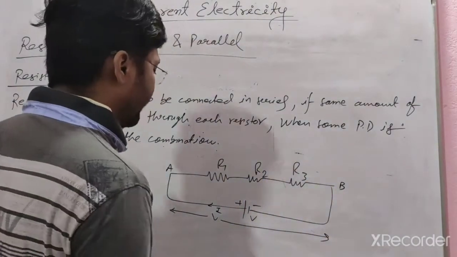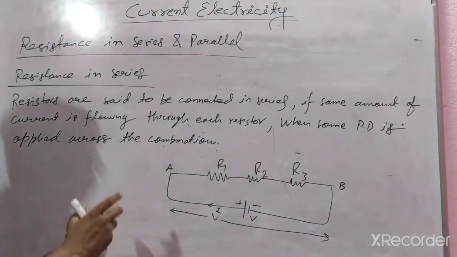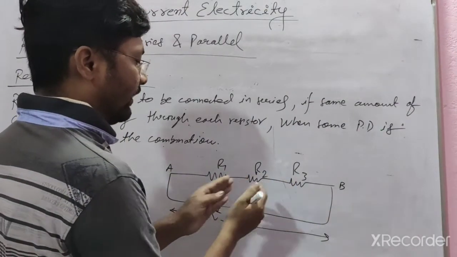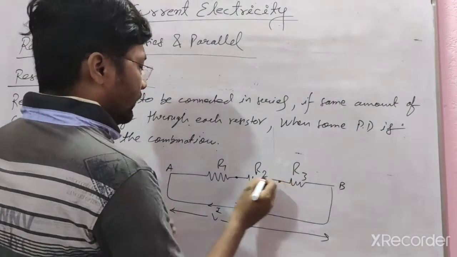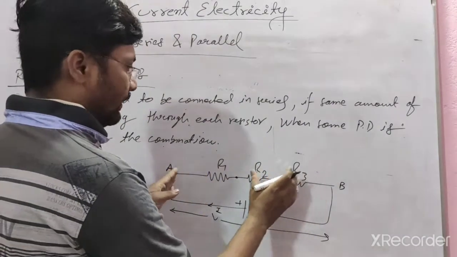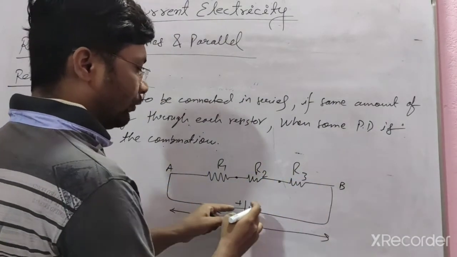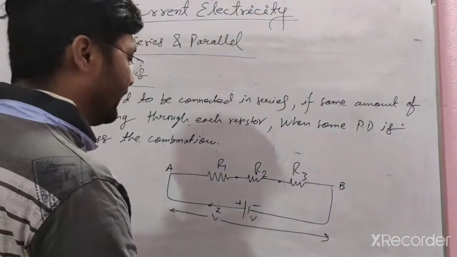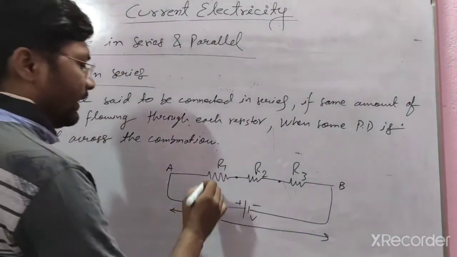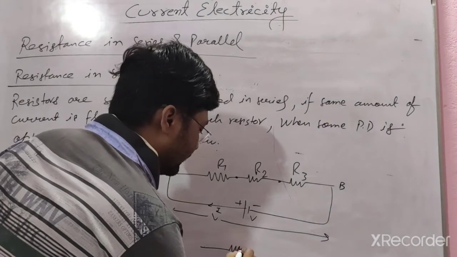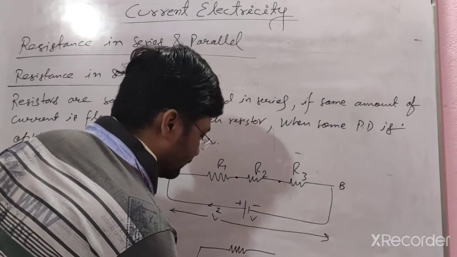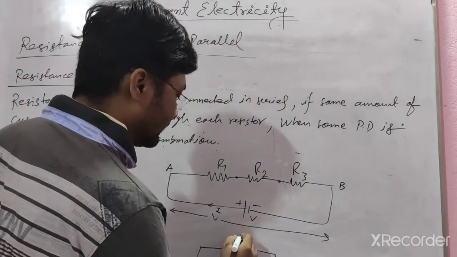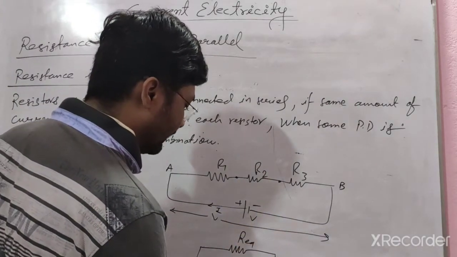Now in case of series resistance, each resistance is connected one by one. The first and last resistance are connected to the same battery. This is series combination. Let there be a resistance having resistance equal to all of these resistances. This is R equivalent.